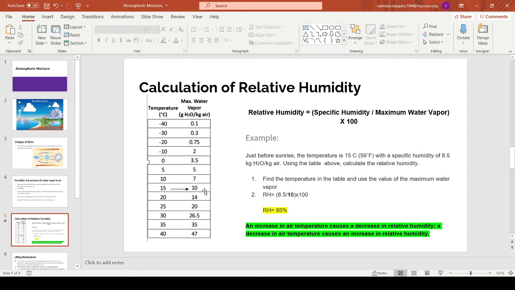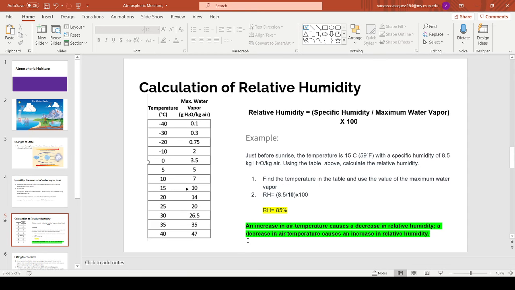So in an example question, what is the dew point temperature for 5 grams of water vapor per kilogram of air? You would go to your chart and go to 5 grams of water vapor, and your dew point temperature is 5, because this is when relative humidity is 100%, because it can only hold this much. And the temperature is what makes it the dew point temperature.